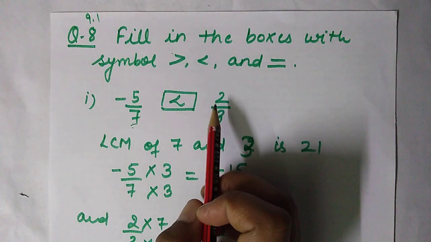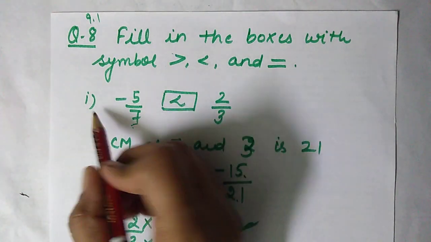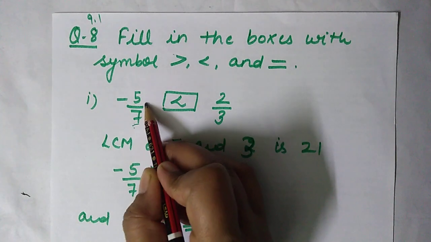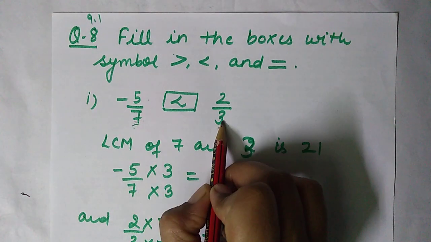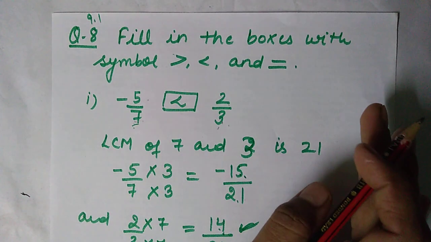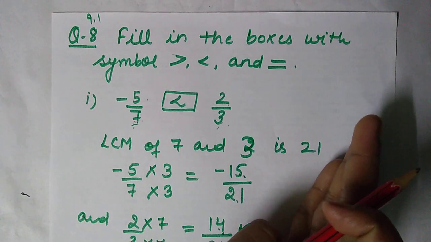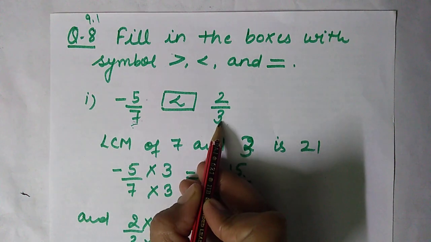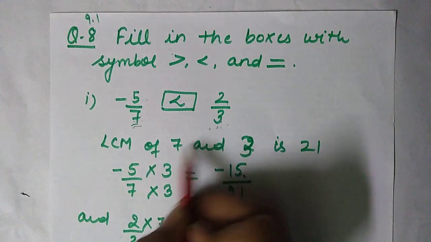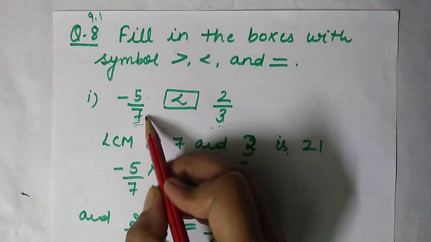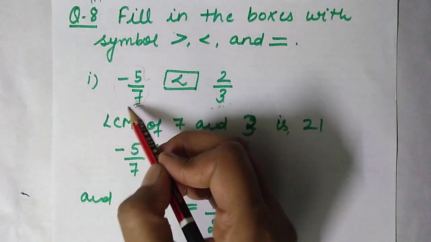After that we have learned how to compare rational numbers. I am taking these two rational numbers, minus 5 by 7 and 2 by 3, and I have to tell which one is greater. For comparing, we first make the denominators the same. For that, we take the LCM of the denominators. LCM of 7 and 3 is 21. Now I will make the denominator of each fraction equal to the LCM. So this is the first fraction.